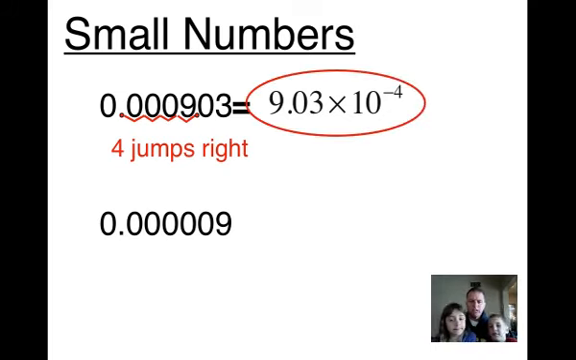So that would be our answer: 9.03 times 10 to the negative 4th. The negative tells us it's a small number.